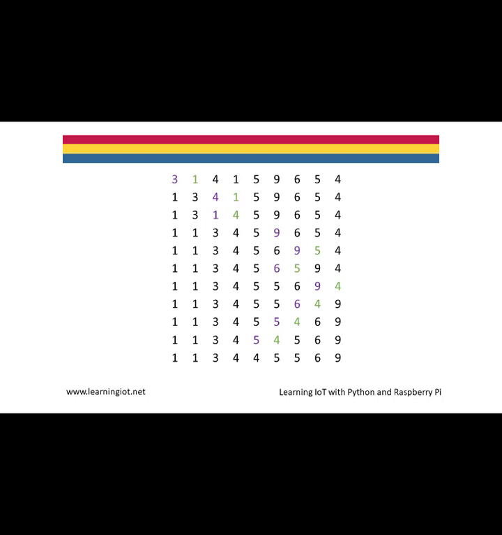3 is greater than 1, so those elements are swapped. 4 is greater than 1, thus those elements are swapped. 9 is greater than 6, thus those elements are swapped. And this continues until all of the elements are sorted in ascending order.